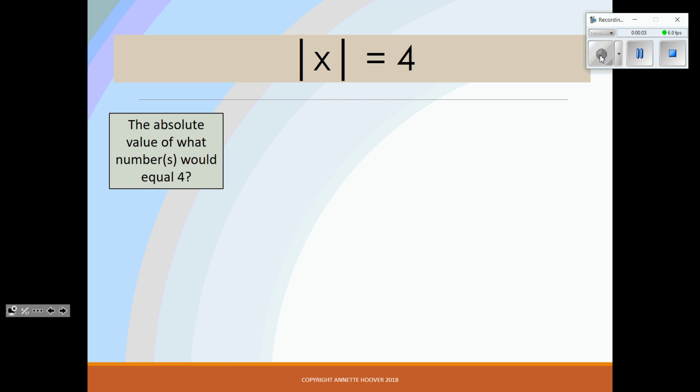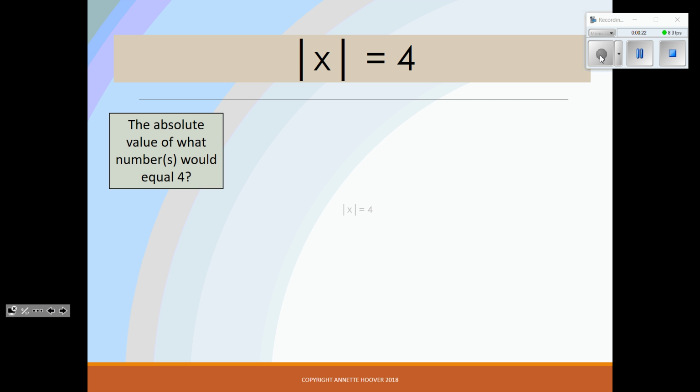In this lesson, we are going to be solving absolute value equations. So first, let's look at this simple one here. We have the absolute value of x is equal to 4. So what number could be inside of these absolute value signs that would be equal to 4?